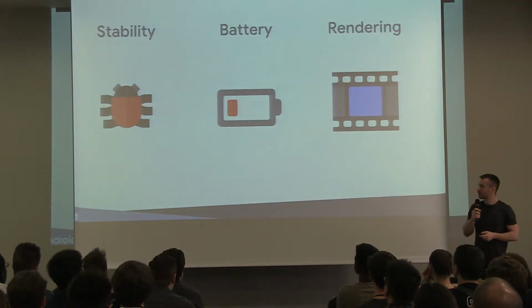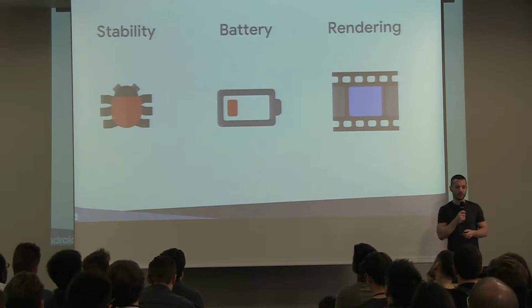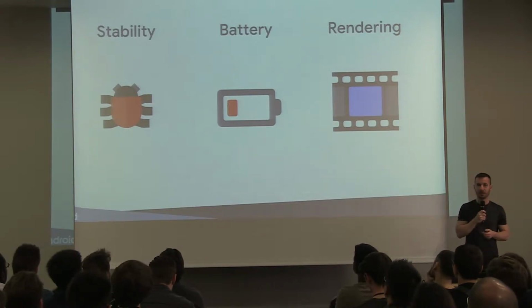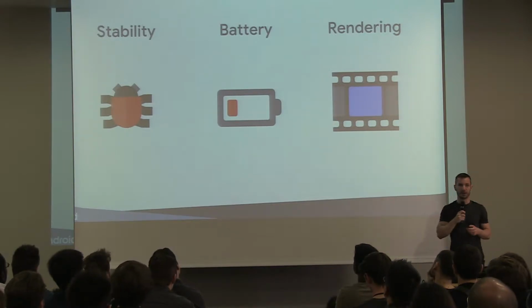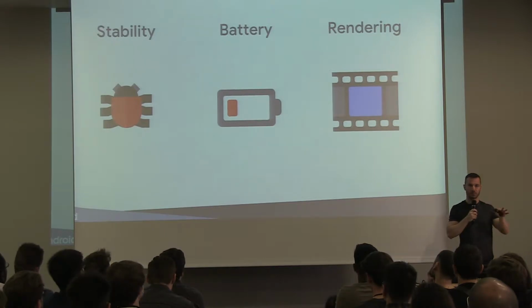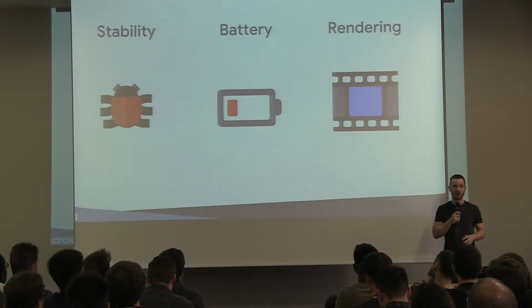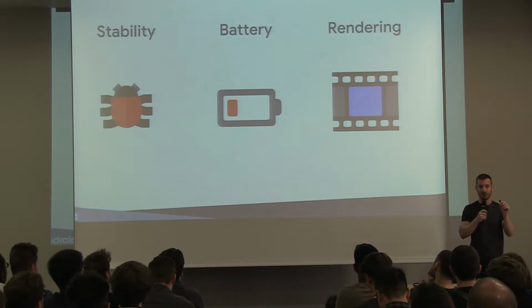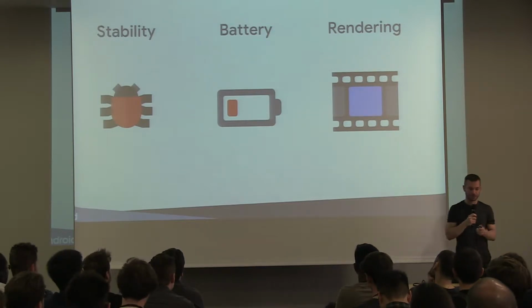So Android Vitals currently is all about three things. First of all, it's about stability. Does your app crash a lot? Does it throw annoying dialogues like application not responding to your users so that they then close or wait and get very frustrated? The other part is battery.